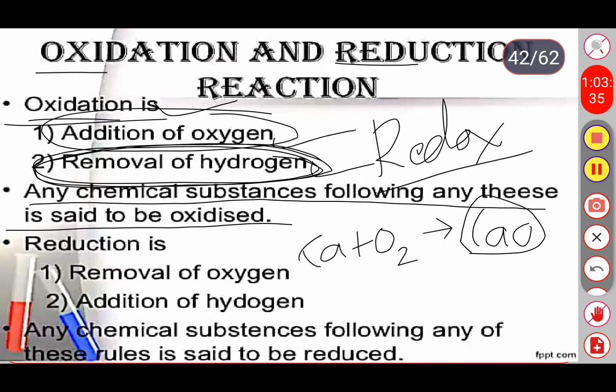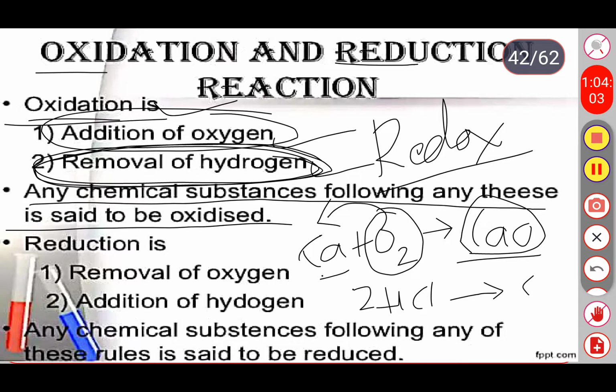Take one more definition. HCl, hydrochloric acid, is oxidized to form chlorine. When hydrochloric acid is oxidized to form chlorine by the removal of hydrogen, here hydrogen gets liberated. So the removal of hydrogen or addition of oxygen is called an oxidation reaction.